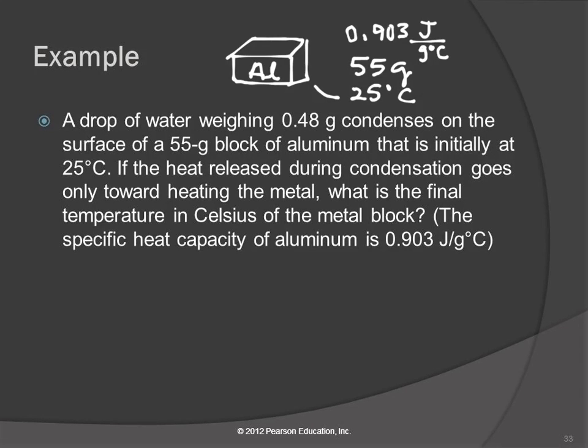So here we have this information we got out of the question about the aluminum. And then what's going on here? There's a drop of water, right? A drop of water condenses. Here's a drop of water condensing on the aluminum. What do we know about the drop of water? We know that it's 0.48 grams.